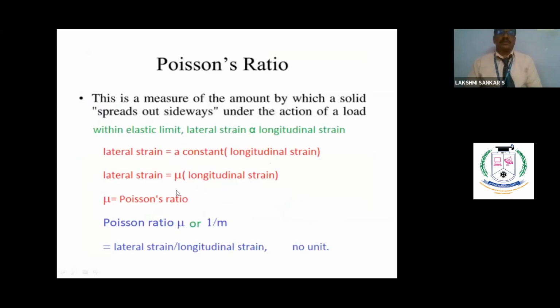The Poisson ratio is what? Lateral strain is directly proportional to longitudinal strain. That is a condition. And I have to introduce a constant. The constant is nothing but mu, and mu equals Poisson's ratio. Some books refer to it as mu, some books refer to it as 1 by m, both refer to the same, and it doesn't have any unit because both are strains. Strain itself does not have any unit. Therefore, lateral strain divided by longitudinal strain is also dimensionless, right?